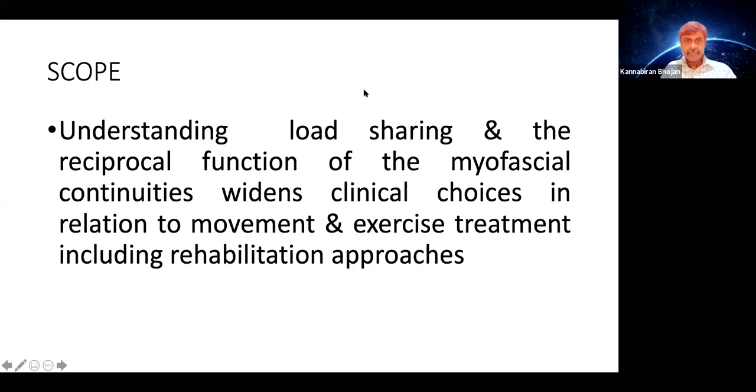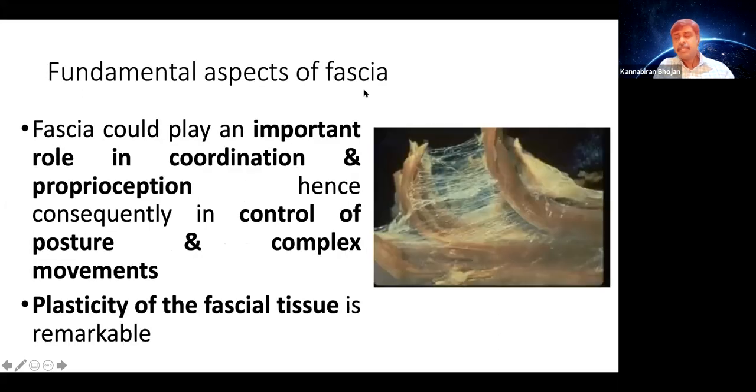So now we have some idea about fascial manipulation, about how fascial problems start and why fascia is important. Now we see the fundamental aspects of fascia. Fascia plays a major role in coordination and proprioception. Also, it plays a major role in controlling posture and complex movements. So why does it have all these properties?